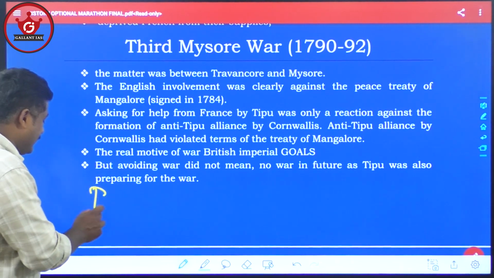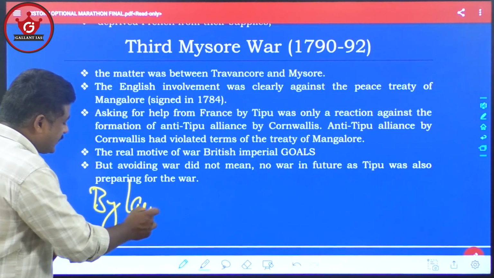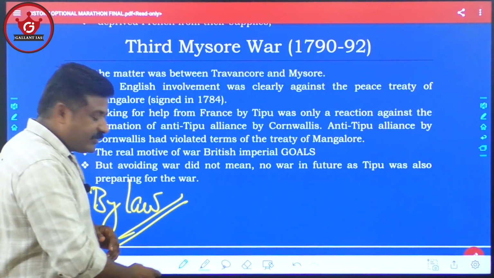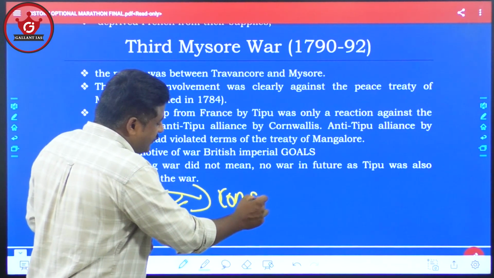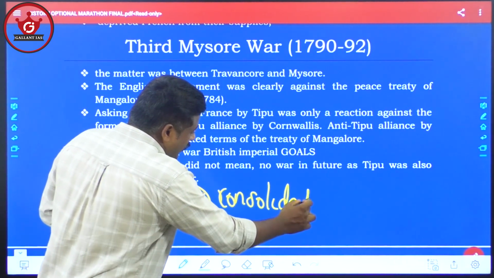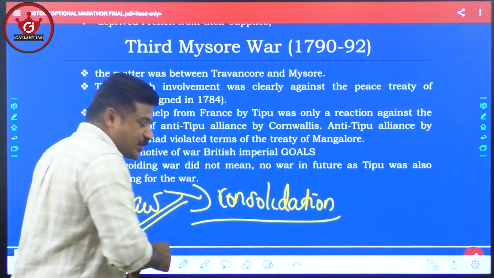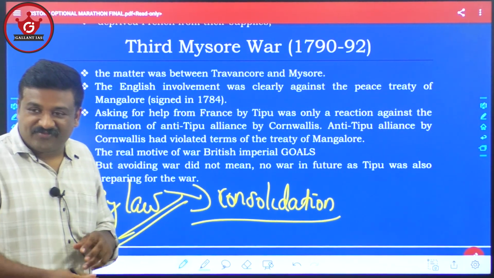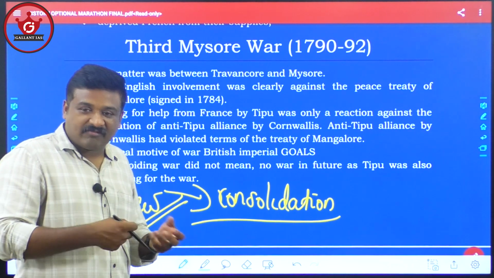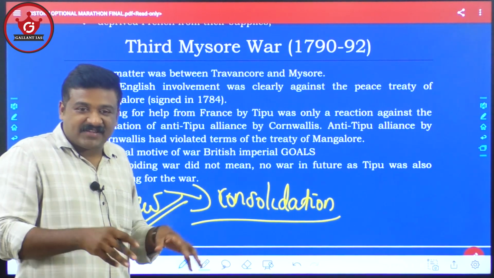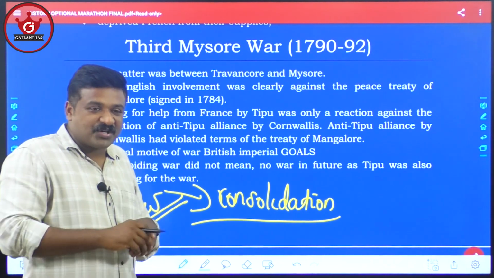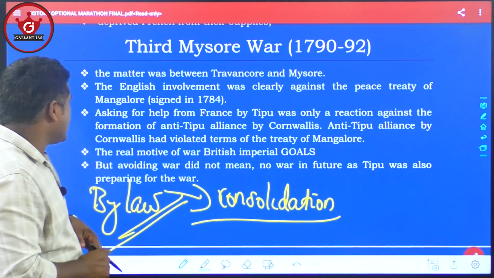Yes, it's already said. By law, it is made mandatory that focus must be on consolidation. Am I right? Focus must be on consolidation, with no future wars and no political rivalries between or among these Indian states. Okay, focus on consolidation of power and administration. That is a nice point.